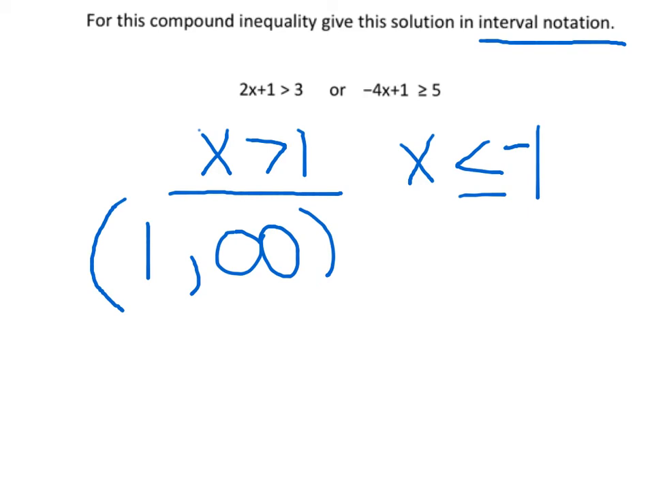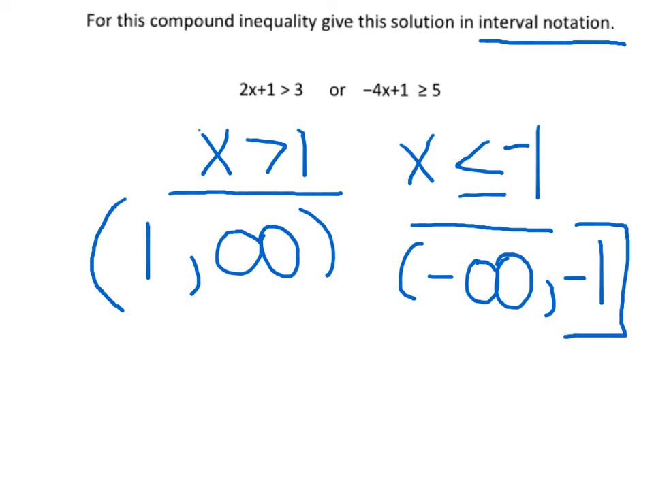Our next inequality, x is less than or equal to negative 1. We know that since x is less than, our x is going to go to negative infinity. Since we know x is going to negative infinity, we then can write our 1. Since x is less than or equal to negative 1, it has that equal to, so we know our negative 1 needs a bracket.